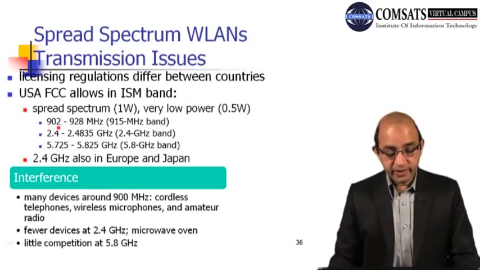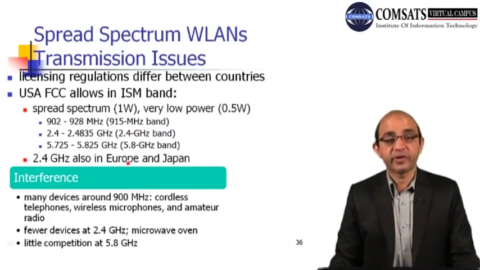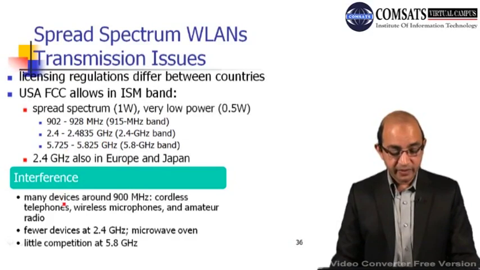Okay, these are the bands that are allocated. You can see 902 to 928 megahertz, right? So then we have band in gigahertz, right? And then we have different allocations in Europe and Japan as well. Interference: many devices around 900 megahertz, cordless telephone, wireless microphones.